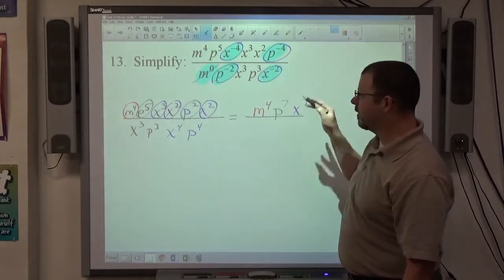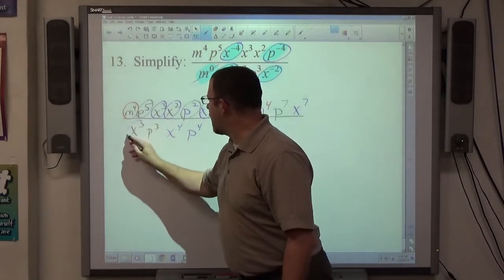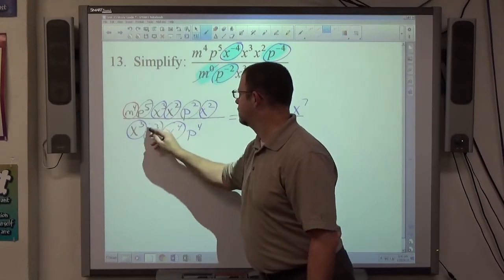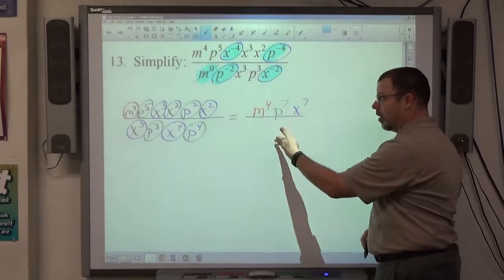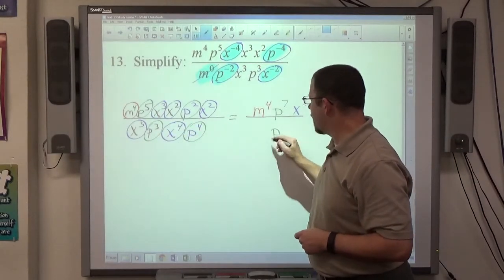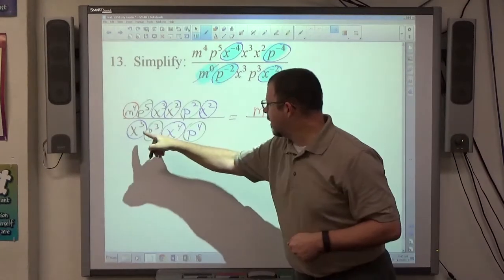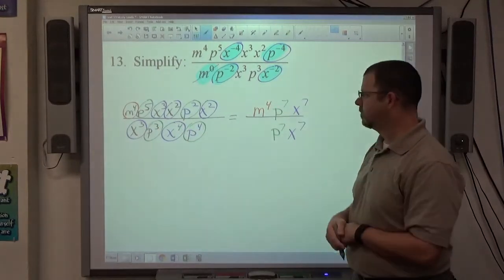On the bottom, again, dealing with things of the same type, I've got X's and I have P's. I personally like order to be similar, so I'm going to put the P over the P, the X over the X. So looking at P, I've got 2 P's, 3 plus 4 makes 7. I've got 2 X's, 3 plus 4 makes 7.